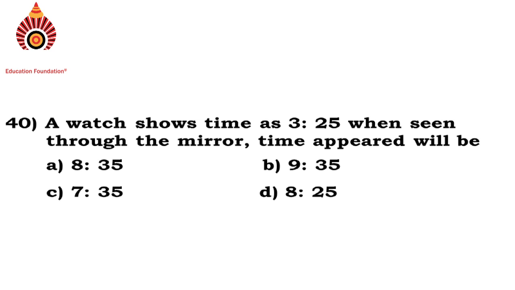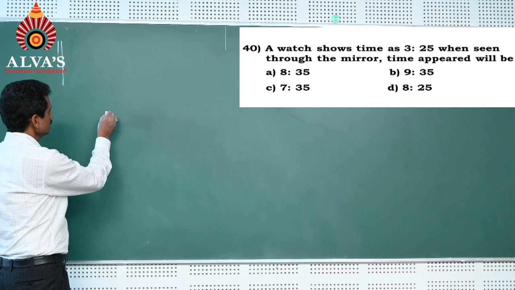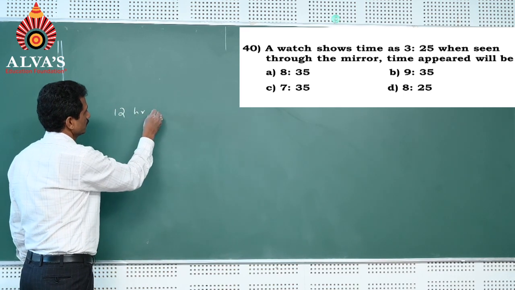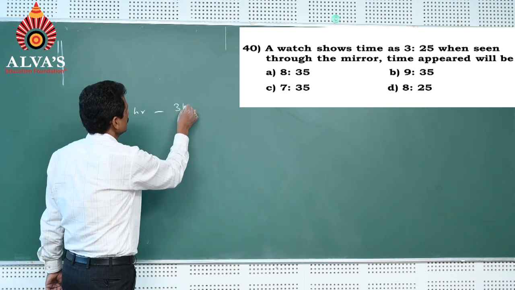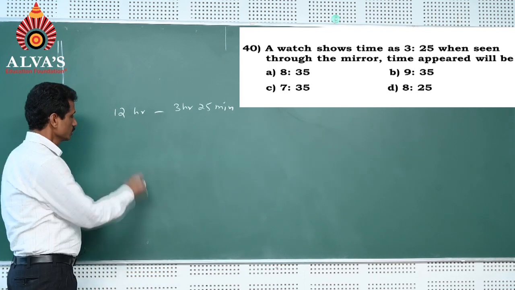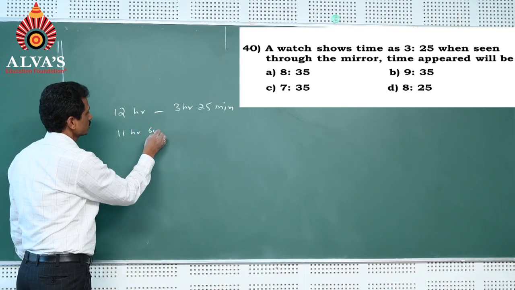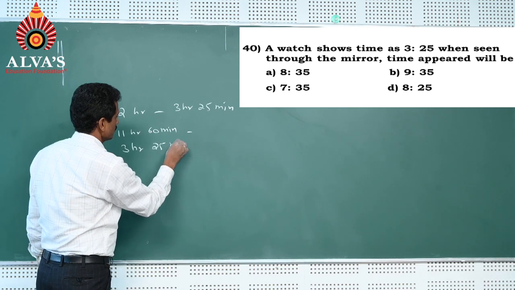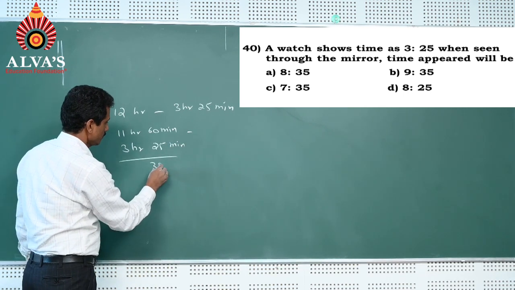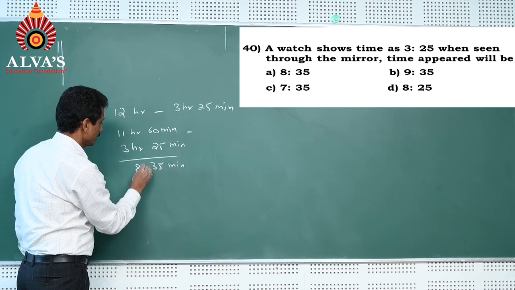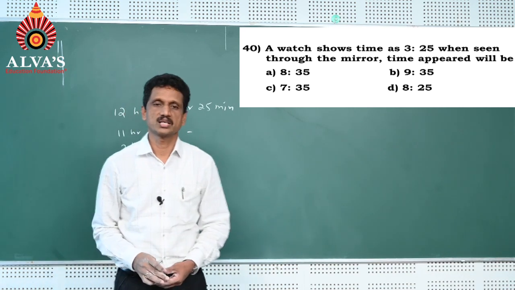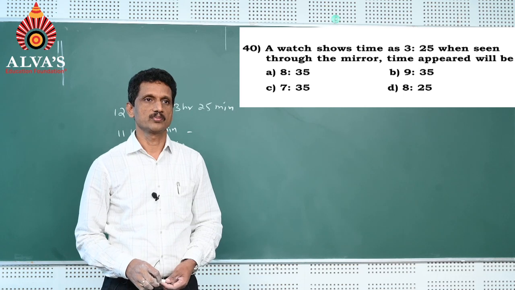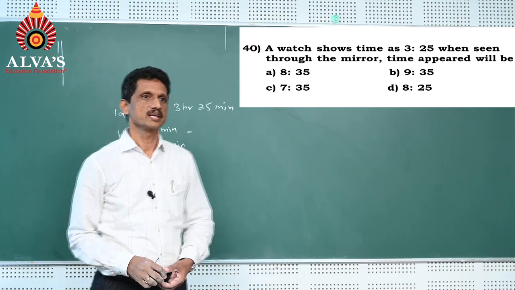Question number 40. A watch shows time as 3 hours 25 minutes. When seen through the mirror, the time that appears will be. So, a very simple question. You subtract from 12 hours, that is 12 hours minus 3 hours 25 minutes. 12 hours means 11 hours 60 minutes, you take it like this, minus 3 hours 25 minutes. Nothing but this is 35 minutes and this is 8 hours. So, in the case of a mirror, you can see the time as 8 hours 35 minutes. Option A, the answer is A.